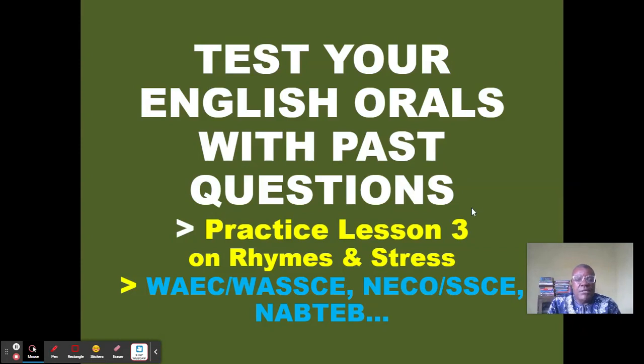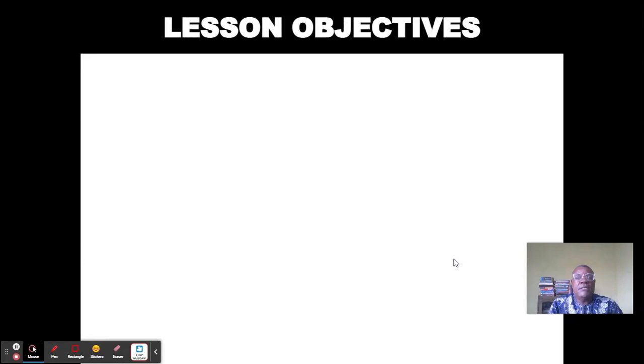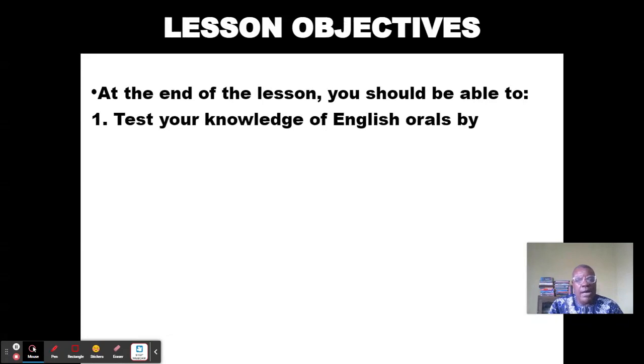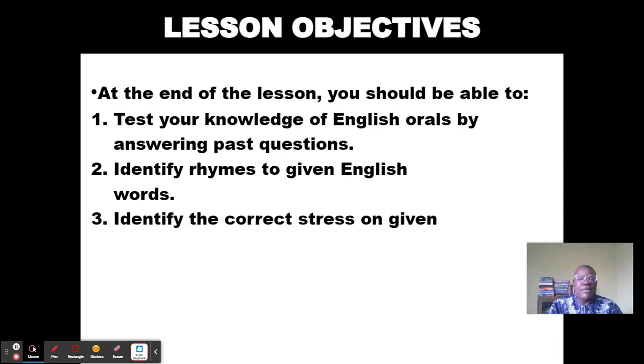Let's dive into the lesson right away. First, the lesson objectives. At the end of the lesson, you should be able to do the following. 1. Test your knowledge of English orals by answering past questions. 2. Identify rhymes to given English words. 3. Identify the correct stress on given English words.